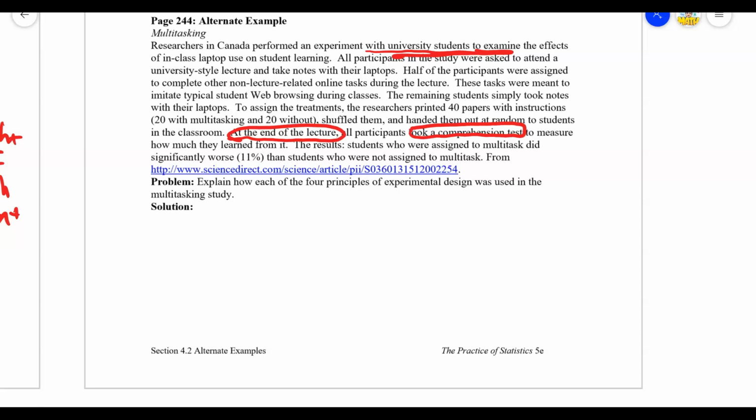So they all listened to the same lecture. So what we're really trying to do again is look at what was the only thing that could have affected the test results: the directions they received on the slip of paper.